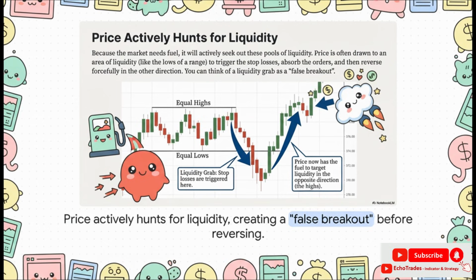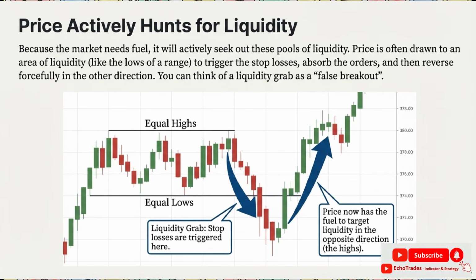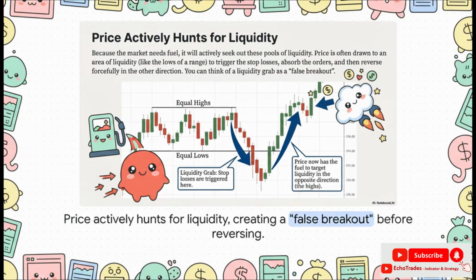Look at this example right here. Price dips just below those equal lows, triggering all the stop-loss orders waiting there. A lot of people see this and call it a false breakout, but it's not false at all. It's functional. Price just went to the gas station, filled up the tank, and now it has the fuel it needs to reverse and go target the liquidity on the other side.